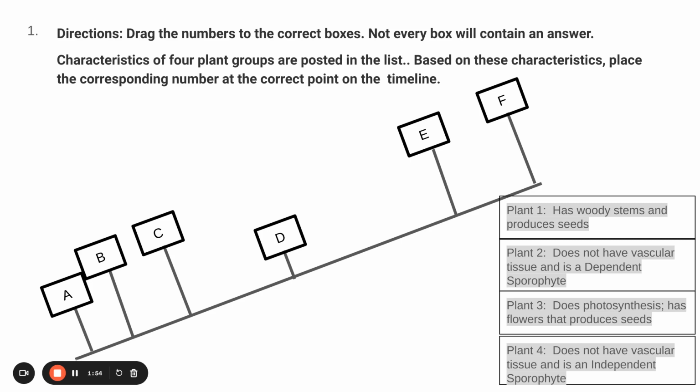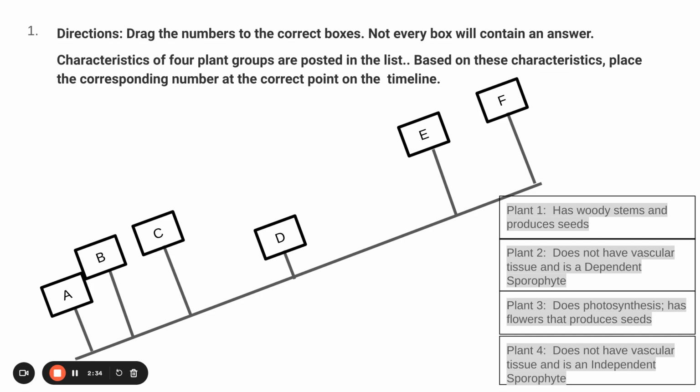Okay, so with this one, this is a timeline of the development of plants. Now, on your TestNav, you'll be able to see the whole thing. Again, I have to do this on my own, so it looks a little differently. So the way that this works is that we're going to identify these 4 plants. So we're going to put them here on this timeline. So you've got these boxes A, B, C, D, E, or F. Not all of them will have a letter, so not all of them correspond to one of these plants. So we're going to take the information that we have and go based upon that.